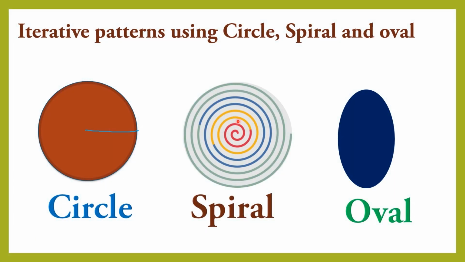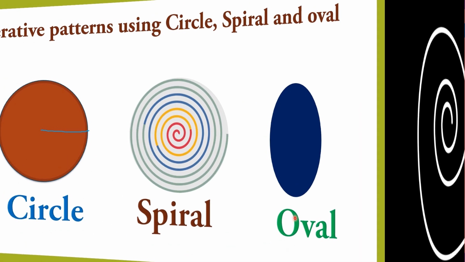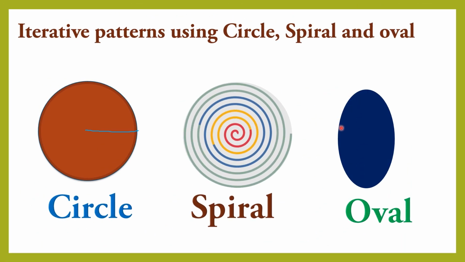A spiral is a special curve in mathematics. This curve starts at one point and then goes around the point, but gets farther and farther away from it. An oval is also a closed shape having the figure of an egg. We can say an oval is a squashed circle. Okay?